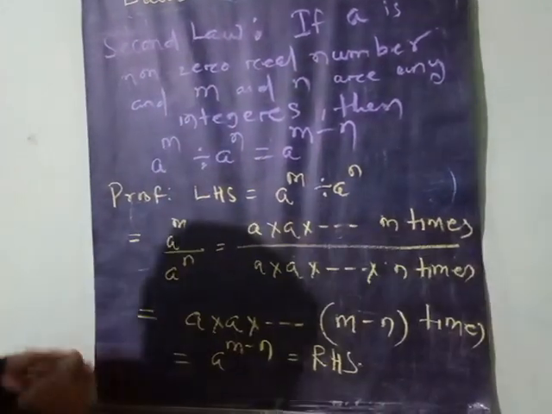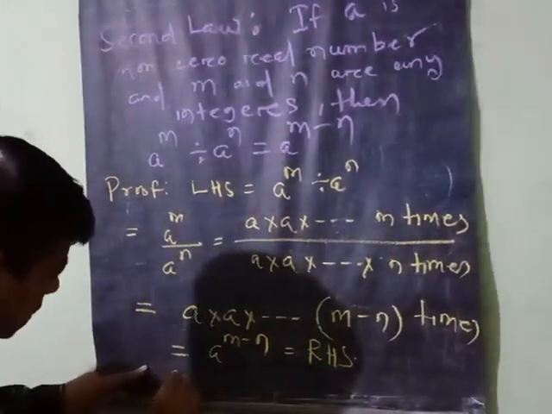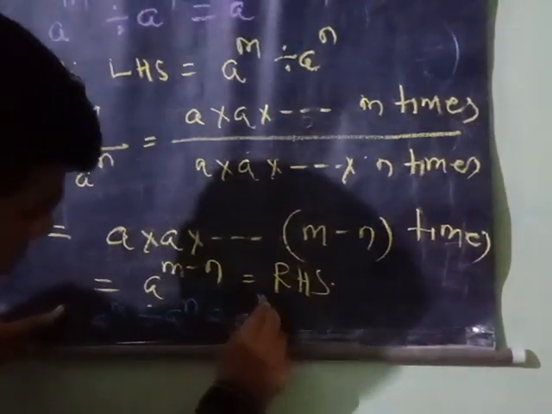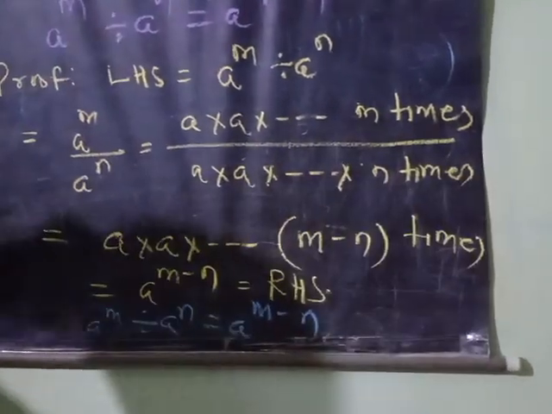Hence, we prove the second law: a to the power m divided by a to the power n is equal to a to the power m minus n. Is it clear? Proved?